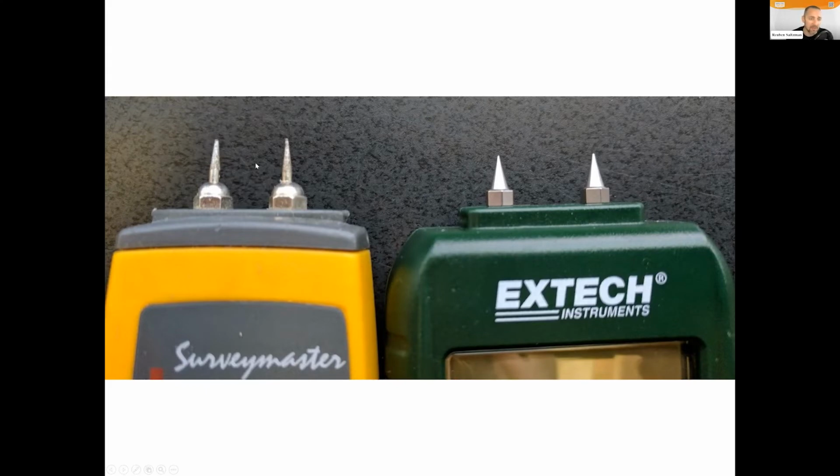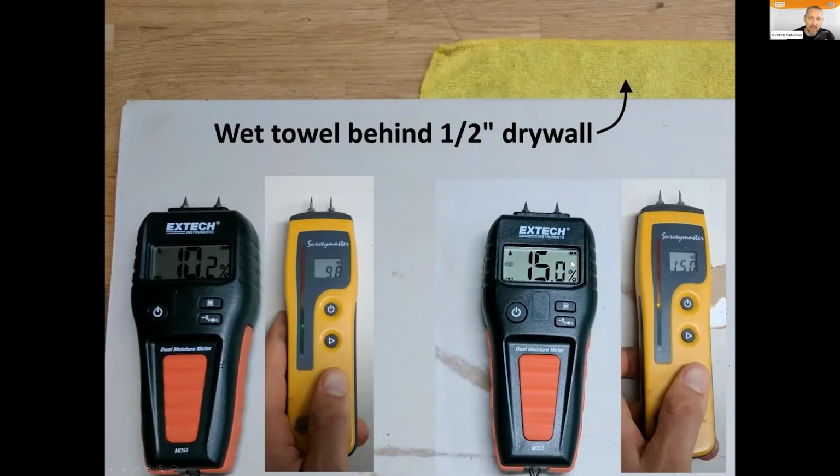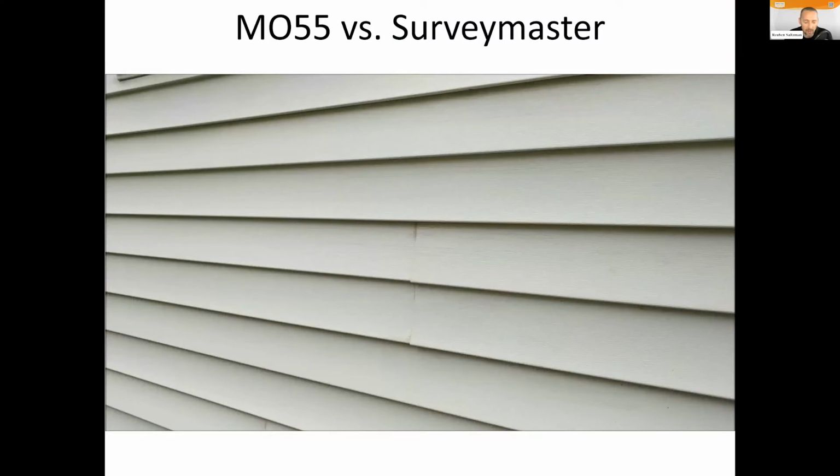I've done comparison testing with my Survey Master side by side, and the numbers are within 1 percentage point of each other. And when I'm doing scanning, here scanning through a piece of drywall to pick up a wet paper towel behind it, they both gave me 15 right on the nose. They both gave me the exact same number. And when I was scanning the drywall with nothing behind it, one gave me 9.8, the other gave me 10.2. I mean, that's identical. So it is pretty accurate. I was very happy with that one. And then there was yet another one that a couple of inspectors on my team have started using.